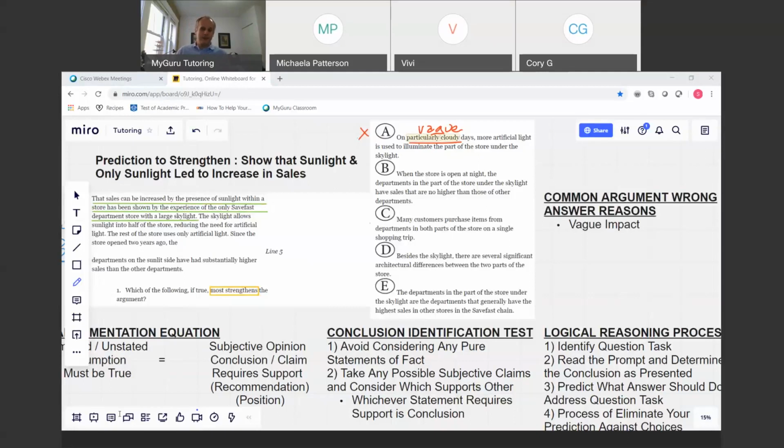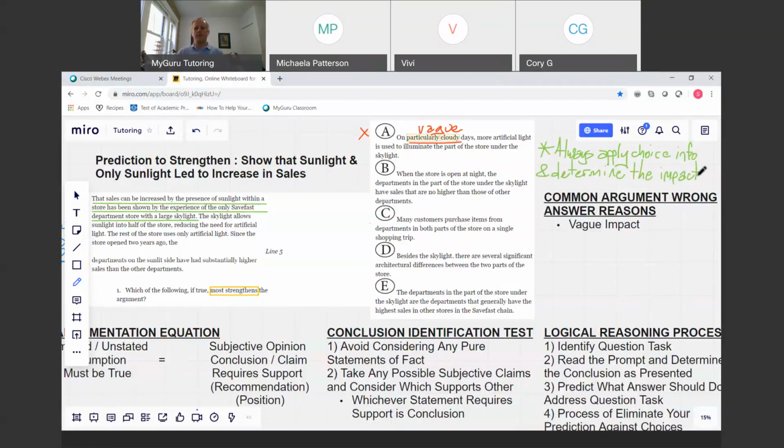So then we have to always apply the information to the prompt, not just say, is it true? So always apply the choice info and determine the impact on that claim or conclusion that we already identified.